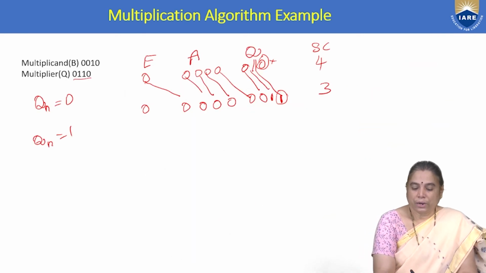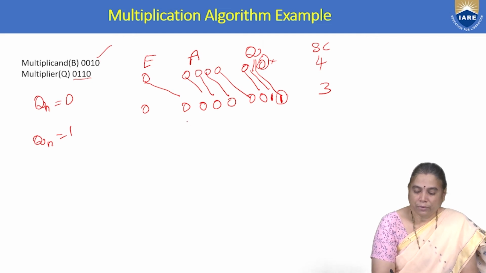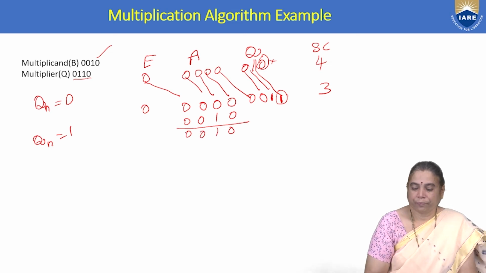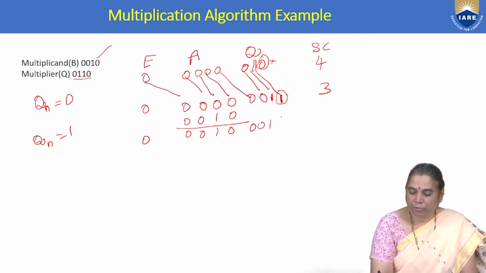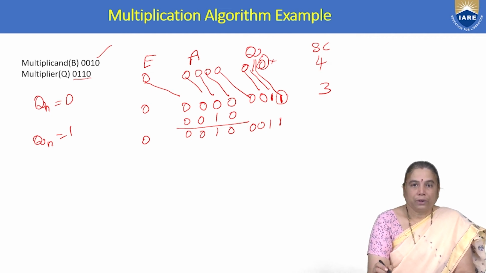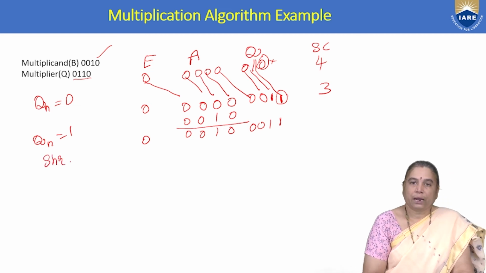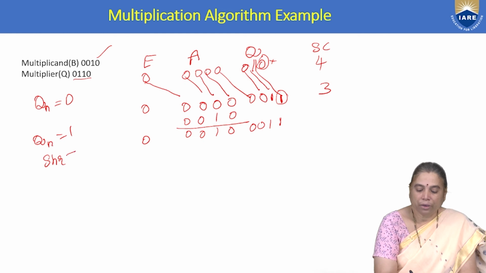So here Qn is equal to 1. So for the A, the B value can be added. The B value, the multiplicand value, is 0, 0, 1, 0. This can be added. So 0, 1, 0, 0. E value is 0 and Q value is 0, 0, 1, 1. So after addition, the shift right operation can be performed. So here we are performing the shift right operation on EAQ.